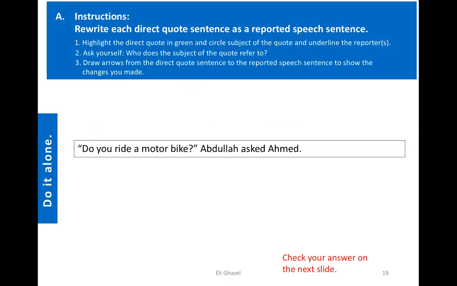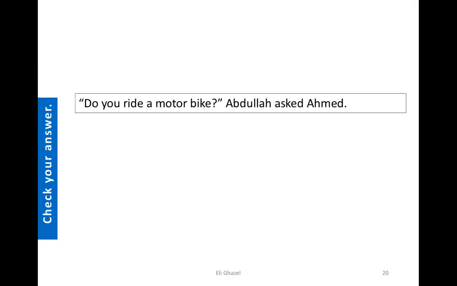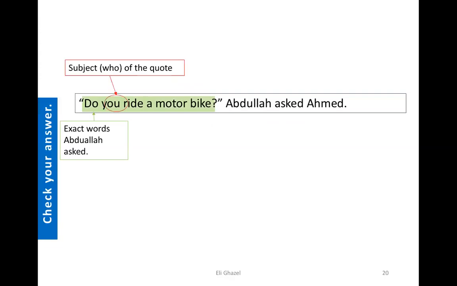So, do you ride a motorbike? Abdullah asked Ahmed. Again, after they finish, we check it. Exact words, do you ride a motorbike? Who? So we have 3 who's here, the you, Abdullah, and Ahmed. But do you ride a motorbike? So what does the word you refer to? Abdullah is the reporter. You refers to Ahmed. So Abdullah is asking Ahmed. So Ahmed is the you.